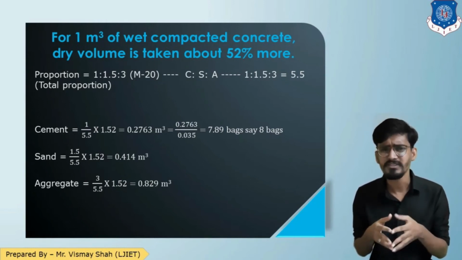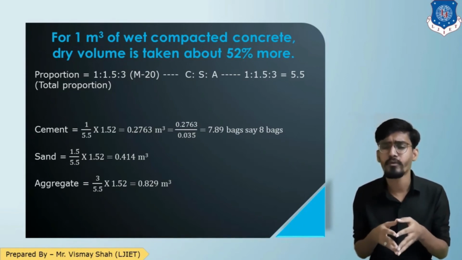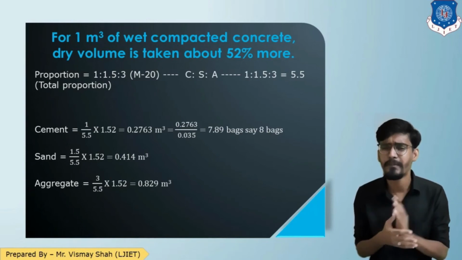For sand, the proportion was 1.5 divided by the total proportion 5.5, and the quantity of the dry concrete was 1.52. So we'll get the quantity of sand as 0.414 cubic meter. Now same as for the aggregate, the proportion of aggregate was 3 divided by 5.5 into 1.52. So we'll get the quantity of aggregate as 0.829 cubic meter. So I hope we are clear about the quantity calculation of the concrete.